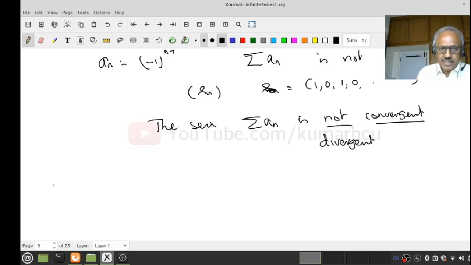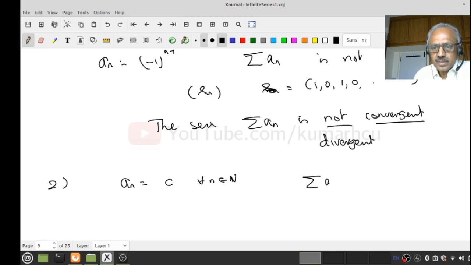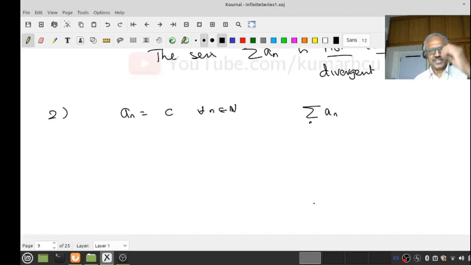Right. Now let's look at the simplest example. Let me say an is a constant sequence, C for every n. Now let's look at the infinite series of an. I want to know whether it is convergent or not. If it is convergent, what is the sum? Is the question clear?